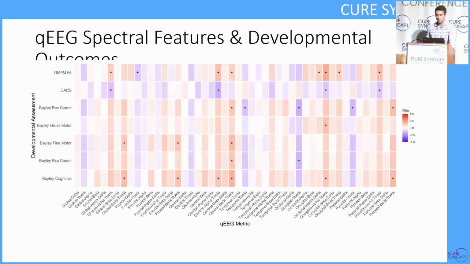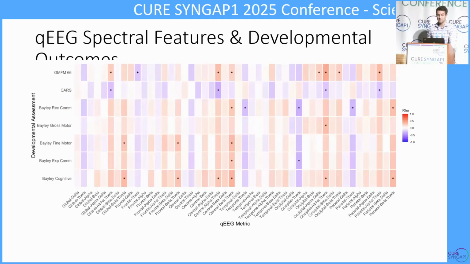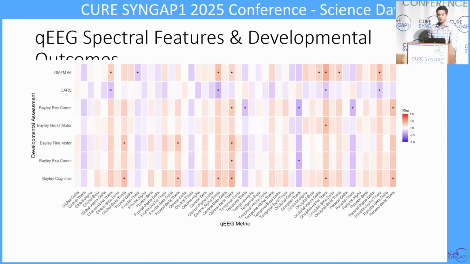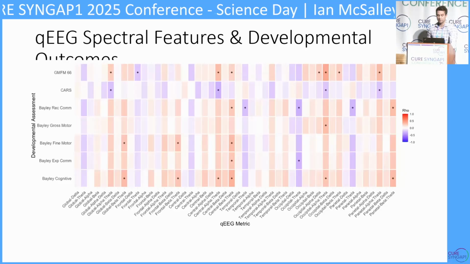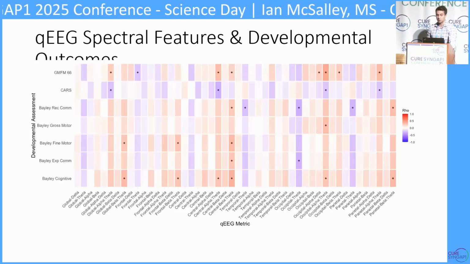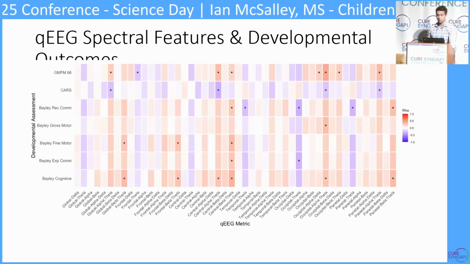We took the scores from baseline developmental assessments shown on the y-axis, paired them with our catalog of EEG features shown on the x-axis, and ran correlation tests for all the pairings that I'm showing you here in the heat map. Stars are marking cases where the p-values were below 0.05, and cells are colored by the correlation metric.